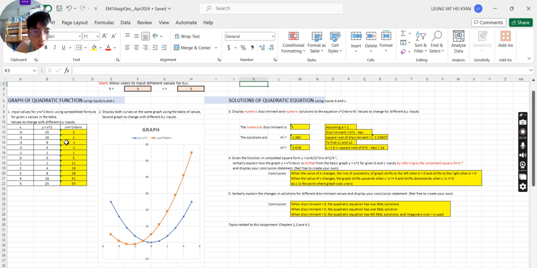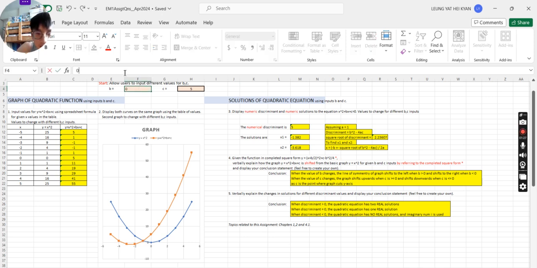Question 4. How do b and c affect the graph? So b is technically your line of symmetry, which is like the middle line of your graph. The symmetry of the graph will shift to the left when b is greater than 0 and shift to the right when b is less than 0.